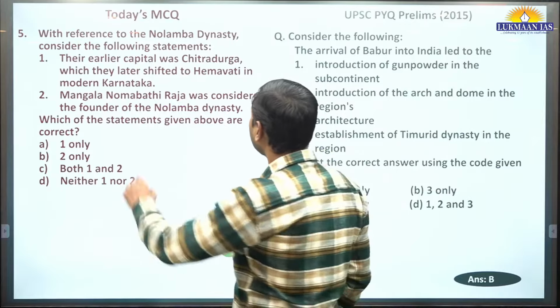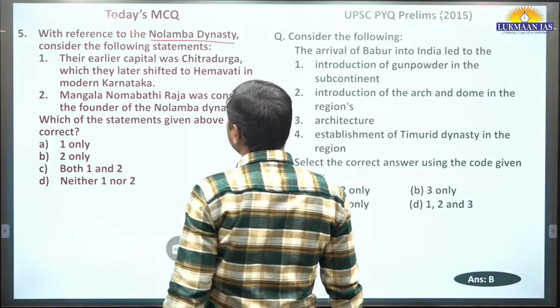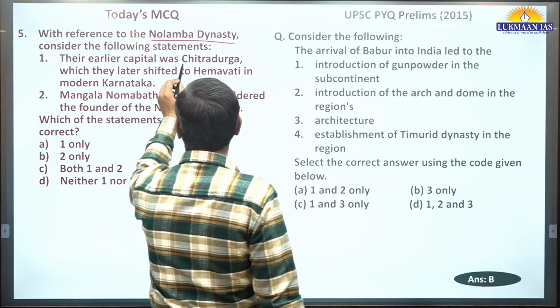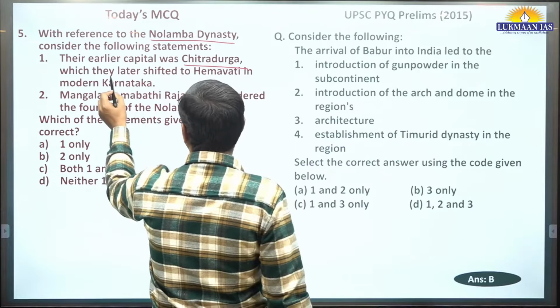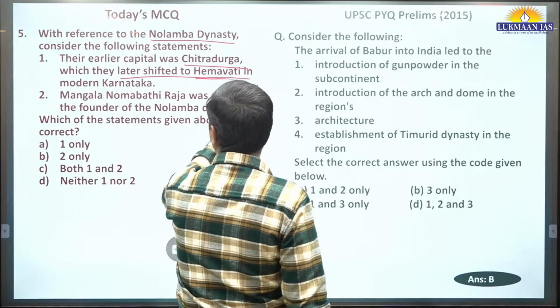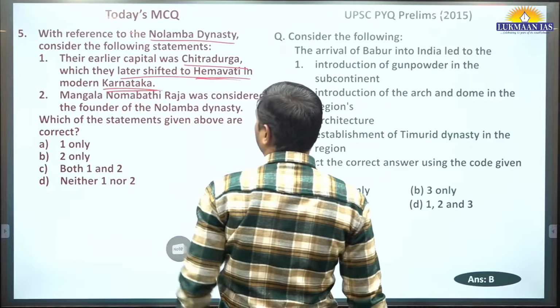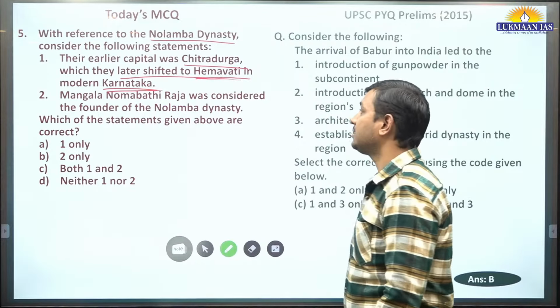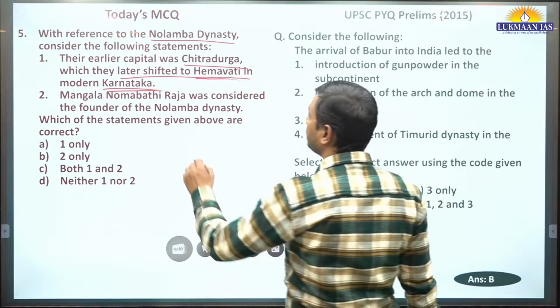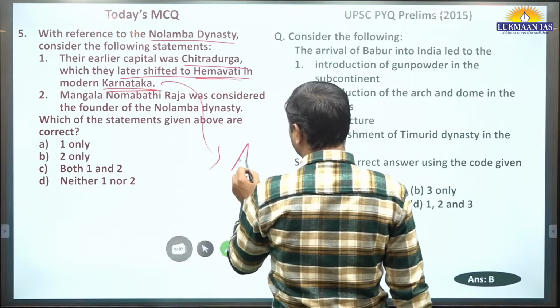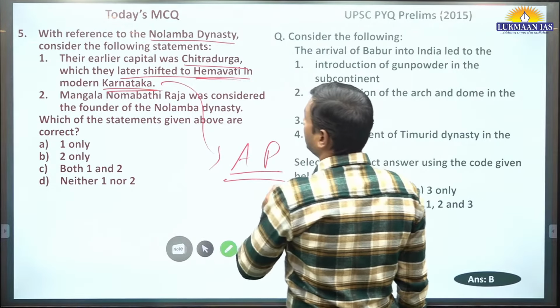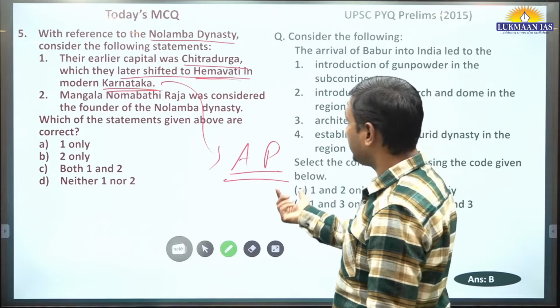With reference to the Nolamba dynasty, consider the following statement. Their earlier capital was Chitradurg, which they later shifted to Himavati in modern Karnataka. Now, as far as these places are concerned, they are not located in modern Karnataka, but in Andhra Pradesh. Okay, these places are located in Andhra Pradesh.